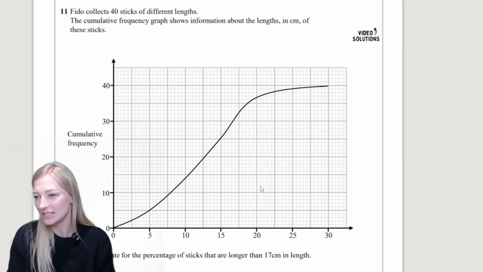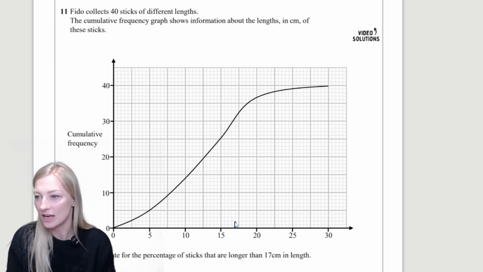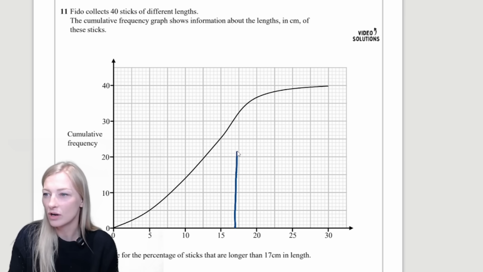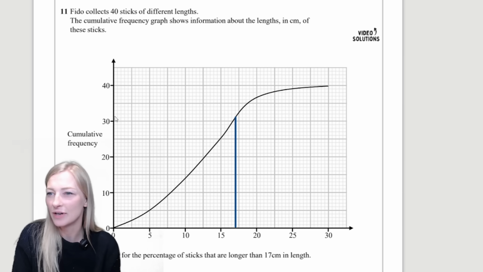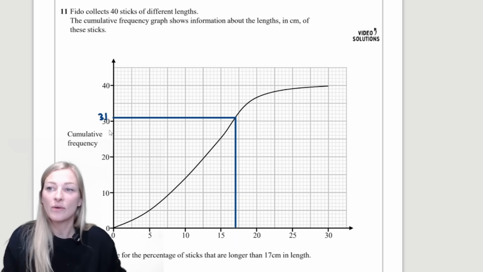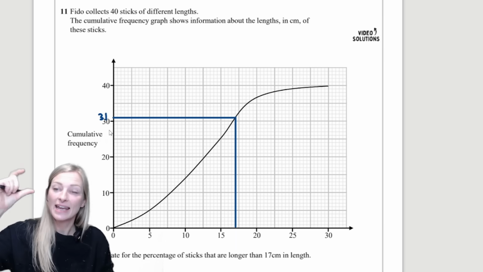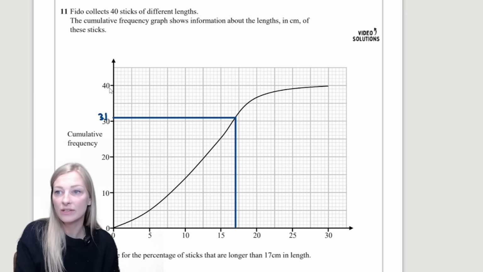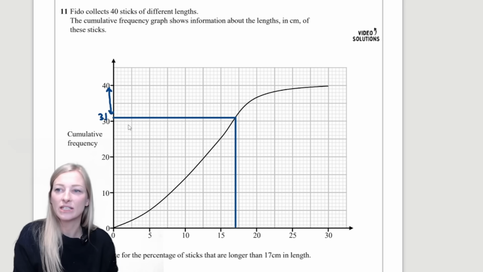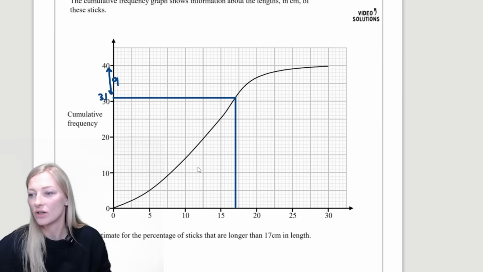Right, so we're going to 17, which is down here, 16, 17, and that is that line there. Read up to your graph with a nice straight line with a ruler and go across. And I get that to be 31. Now that means that 31 of the sticks were less than 17. And actually, if we want how many were longer than 17, we need to think about the sticks that are above here. And that's going to be 9. From 31 up to 40, that is 9 sticks.